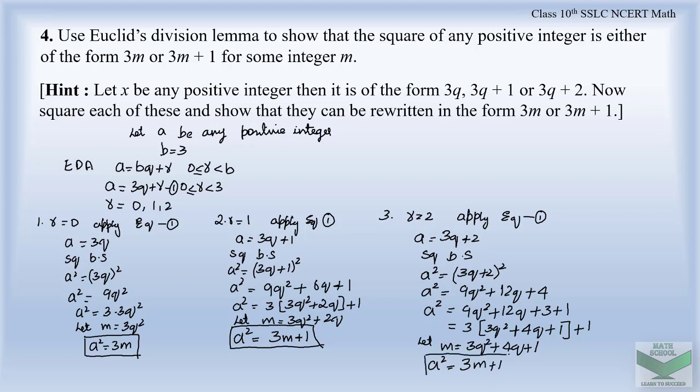Okay, so we have proved now that any positive integer, since we had considered a as a positive integer, so the square of any positive integer is of the form 3m or 3m plus 1. Okay, this is very easy, guys. If you just concentrate and understand the problem, you can solve this.